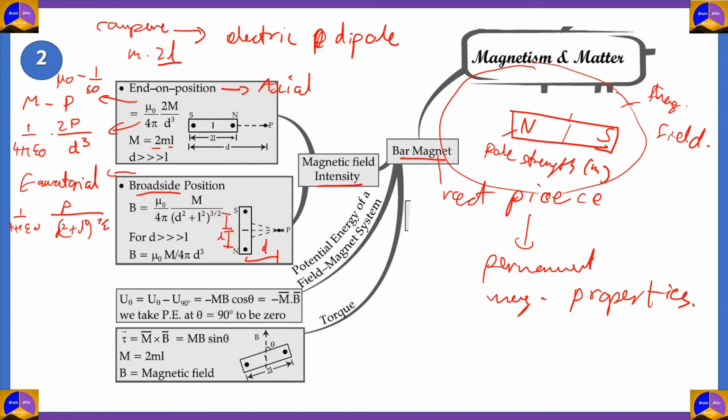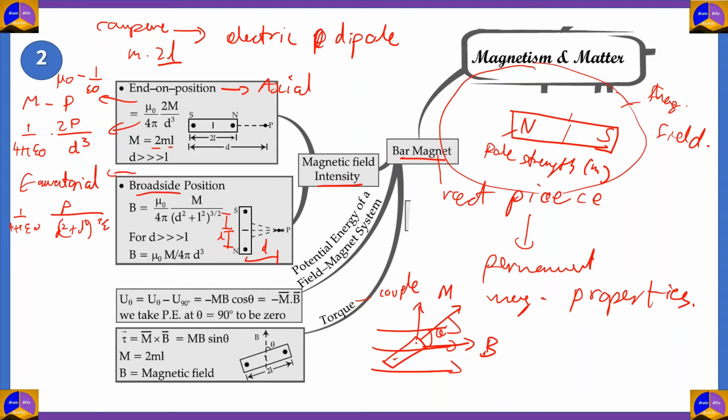So these are the two ways in which we can compare a bar magnet with an electric dipole. If we take a bar magnet in a magnetic field and keep it at an angle, the magnetic moment acts in this direction and the magnetic field B acts in the horizontal direction. So we have an angle theta in between, and we need to find the value of torque, which is also known as couple.